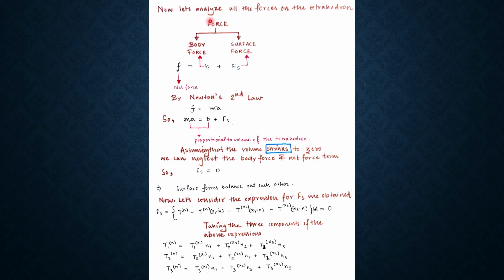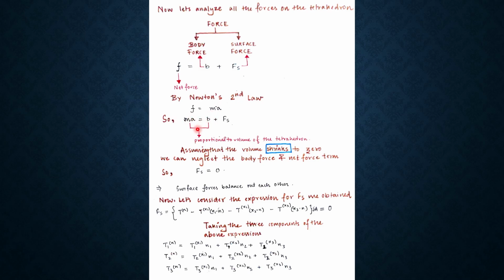Now let's analyze all the forces that are acting on the tetrahedron. The forces can be divided into two categories, that is body forces and surface forces. Body forces are something that would be acting on the center of mass of the tetrahedron, and surface forces are something that would be acting on the surface of the tetrahedron, as the name suggests. So let's represent the body force with the symbol small b, the surface force with the symbol capital F of S, and the net force as small f. From Newton's second law, we know that the net force acting on a body can be represented as mass into acceleration.